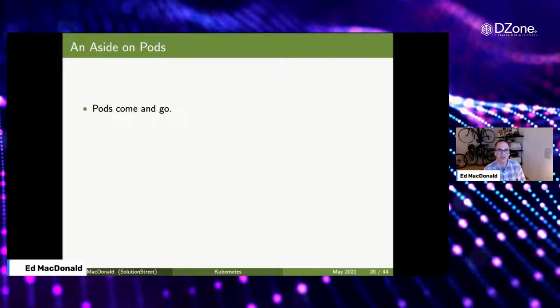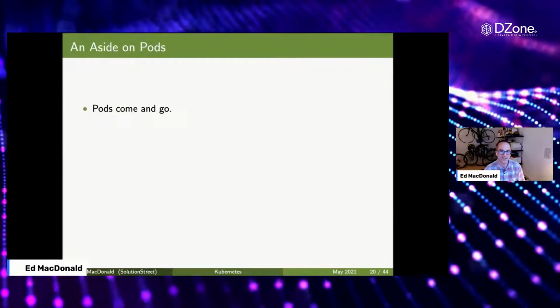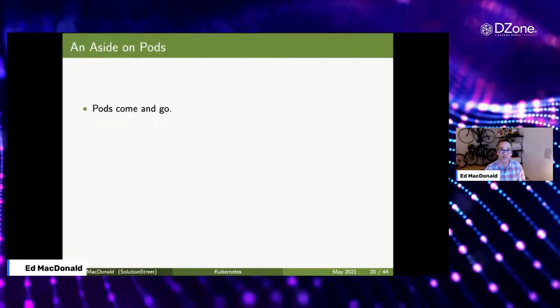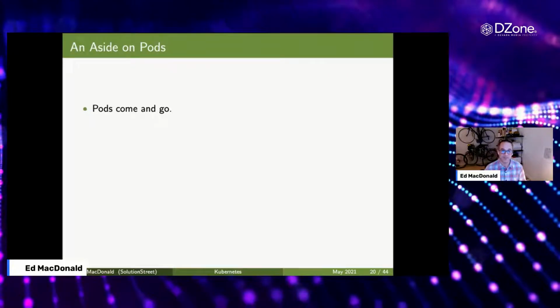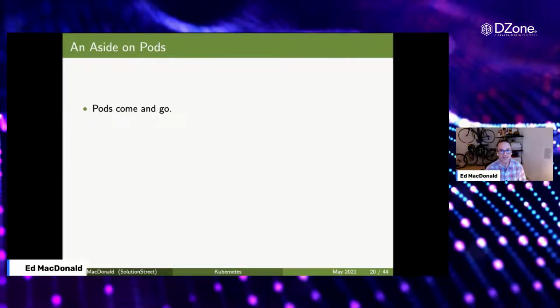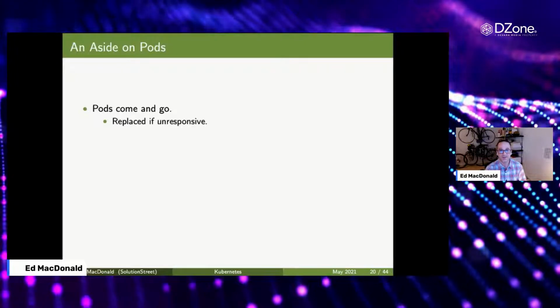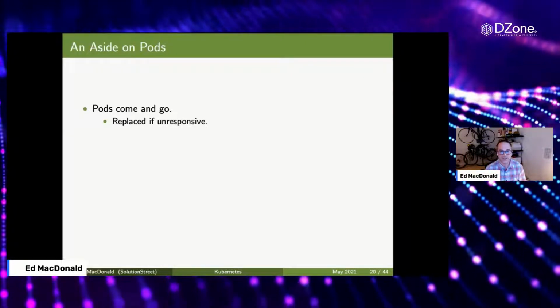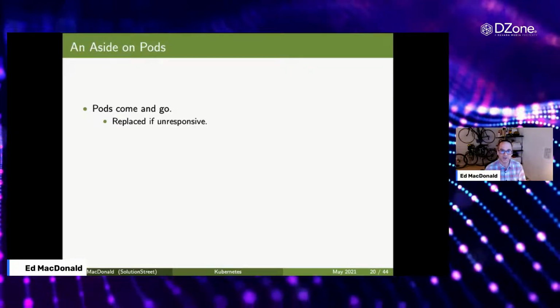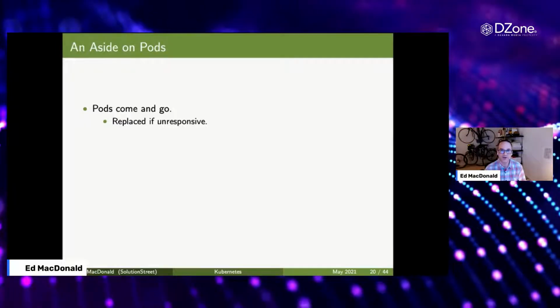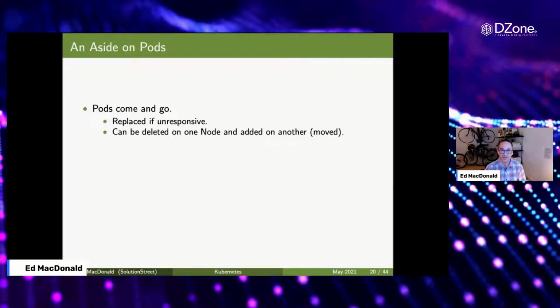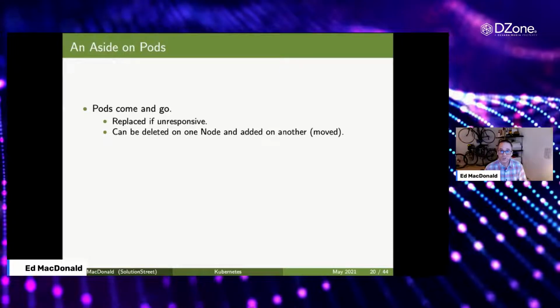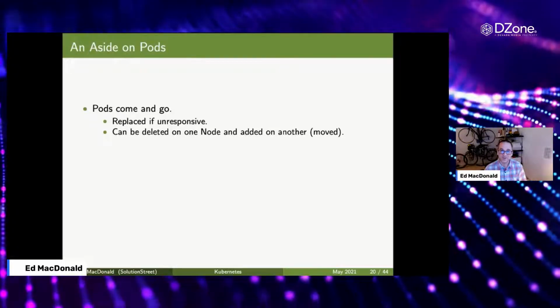Okay, now to talk a little bit about pods, and this is going to get to the crux of the difference between stateful and stateless apps. Pods can come and go. They're replaced if unresponsive, like I mentioned. If the liveness check doesn't respond, Kubernetes kills the pod and starts a new one. It can be deleted on one node and added to another, moved.